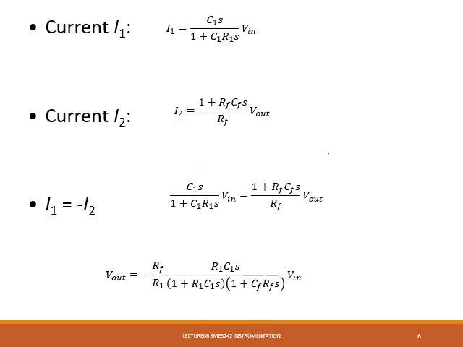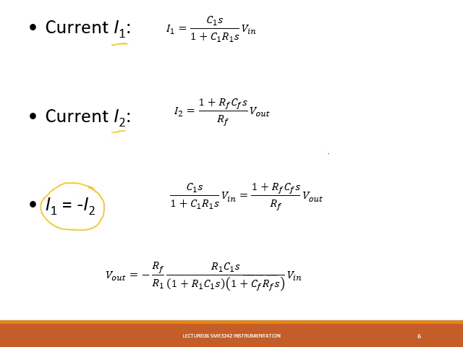To derive the equation for the band pass filter, we are still considering I1 plus I2 equal to 0, or I1 equal to minus I2, where I1 is the current at the input part and I2 is the current at the feedback part.